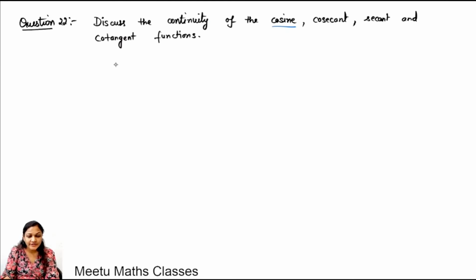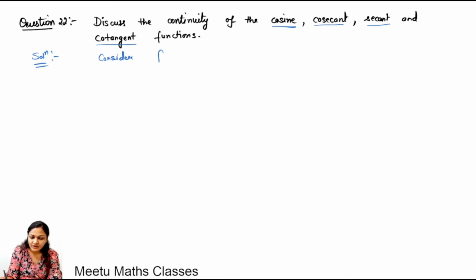Now question number 22 is: discuss the continuity of the cosine function, cosecant function, secant function and cotangent function. First of all, let us consider your f(x) as the cosine function. The domain of the cosine function is the whole real line. So let us take an arbitrary real number c, and at c we are going to check the continuity.